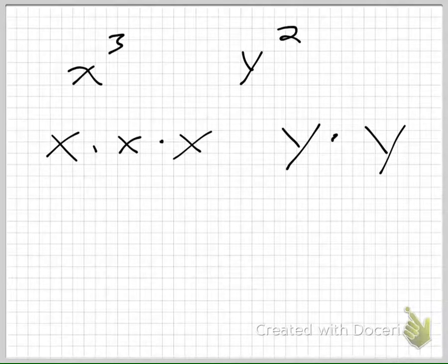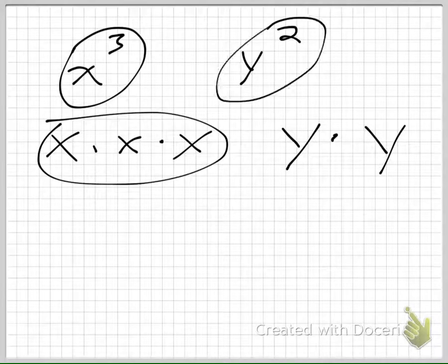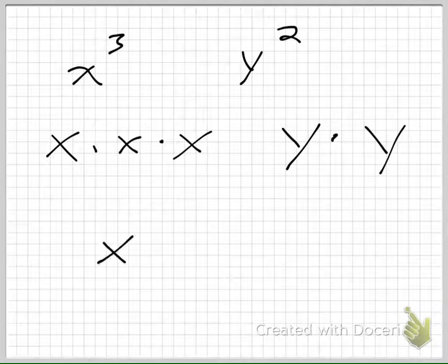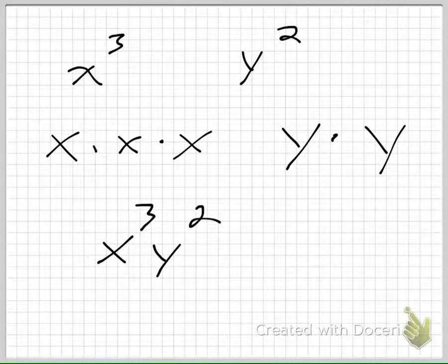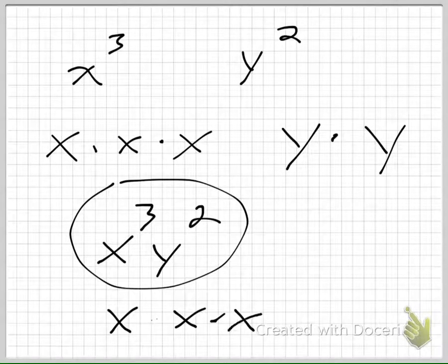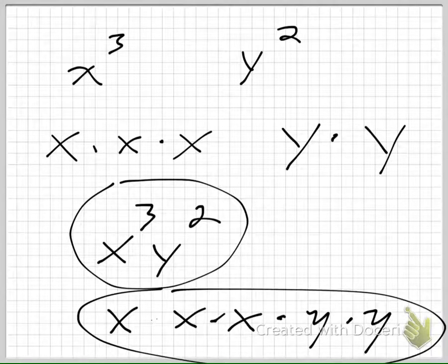Okay, so then, if x to the third is this, and y squared is this, then what would x to the third, y squared be? If that was one term, one thing, what would that be? X times X times X times Y times Y. Correct. X times X times X times Y times Y. There it is. That's what you would do.